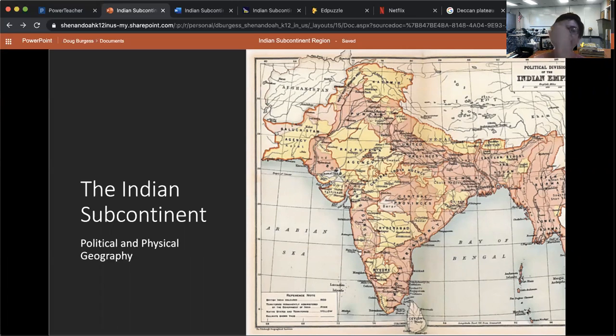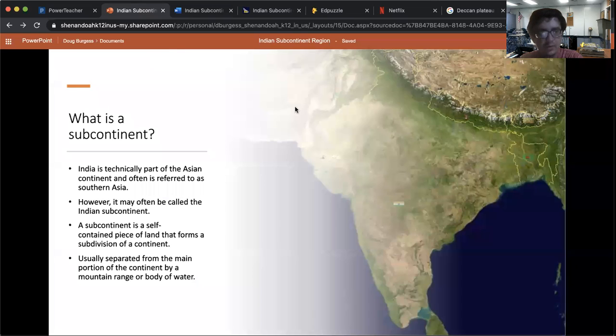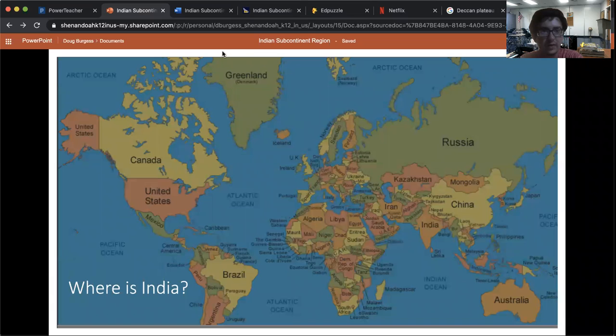So we're going to move into the Indian subcontinent. And so when we're talking about the Indian subcontinent, we are typically talking right in this area here.